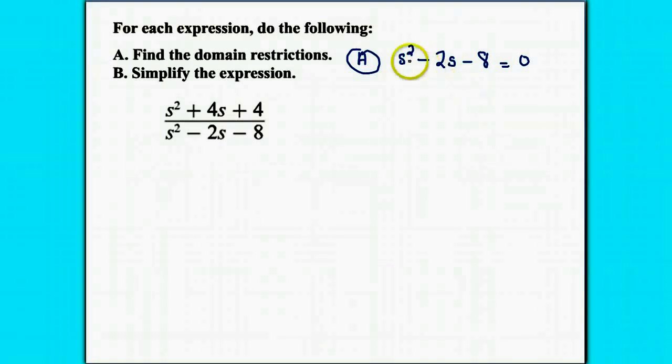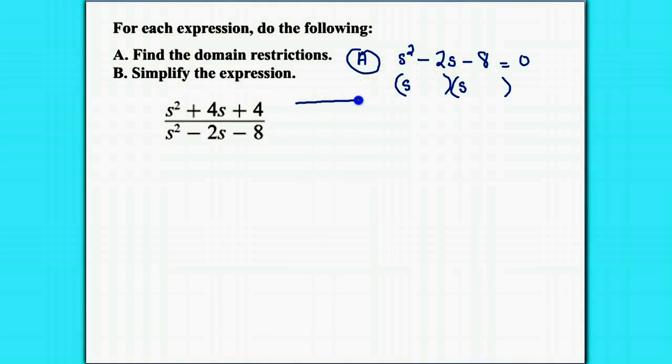Okay, so remember, to solve this, what you have to do is factor it. You do a backwards FOIL here. We're going to have s and s, that would multiply to give us this s squared right here. And then 8. What factors of 8 would multiply to negative 8 and add to negative 2?